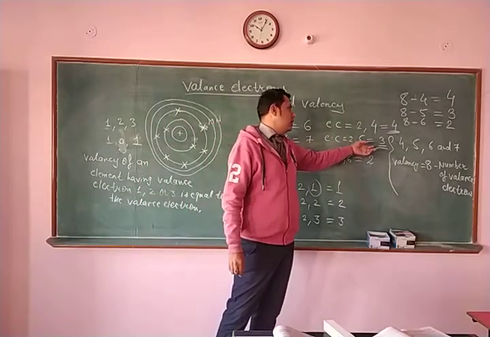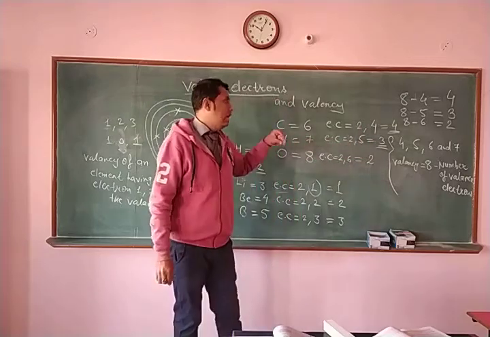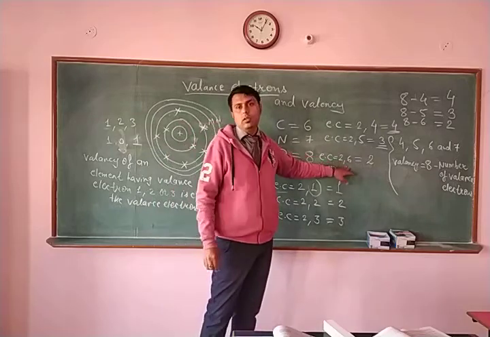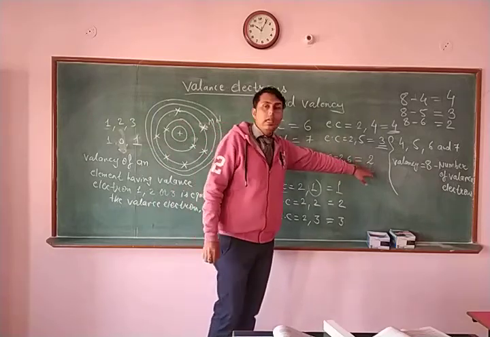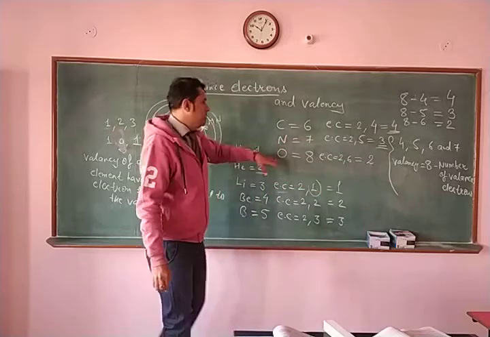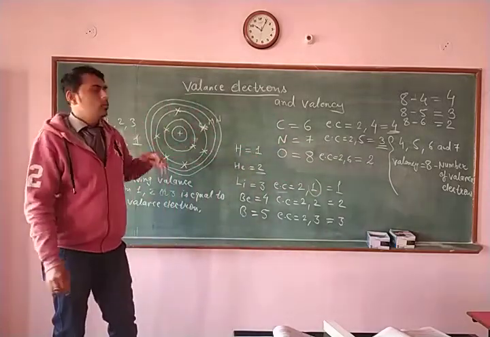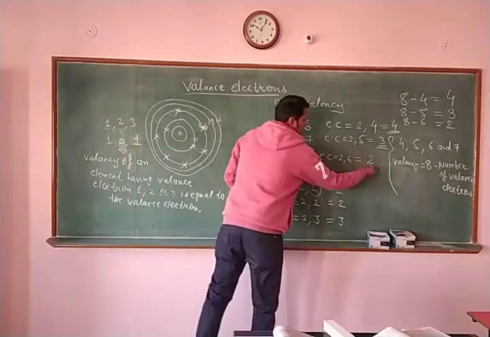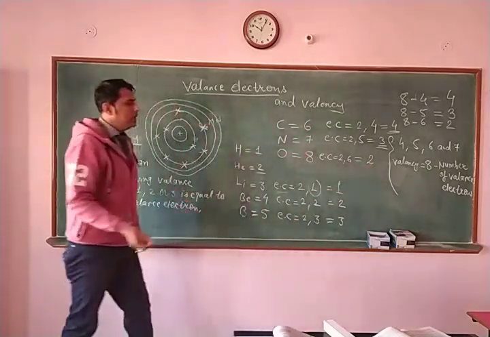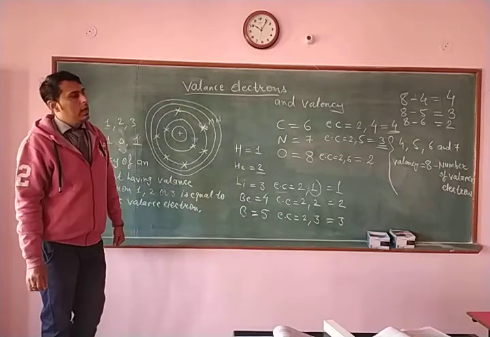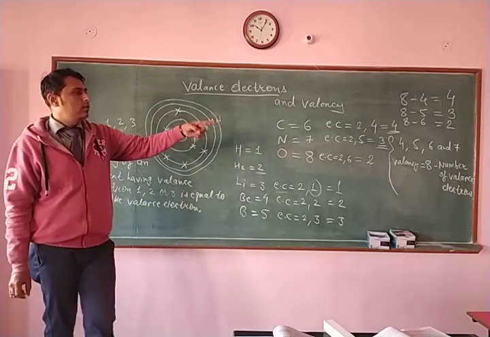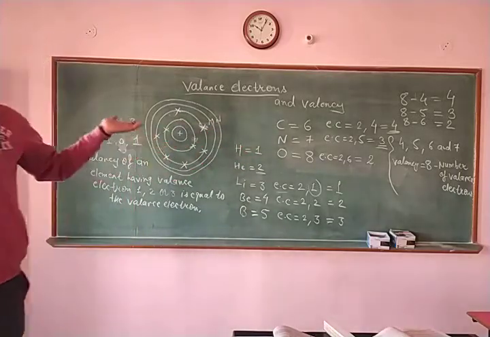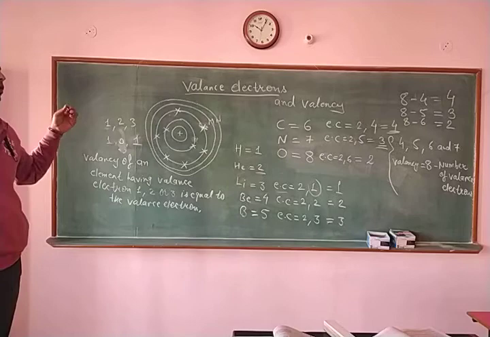Nitrogen also takes 3 electrons rather than losing 5 electrons. And for oxygen, losing 6 electrons is more difficult, so taking 2 electrons is easier. That's why oxygen takes 2 electrons and completes the octet. So for oxygen, only 2 electrons are needed to complete the octet, and the valency for oxygen will be 2. We have calculated this with the formula valency equals 8 minus the number of valence electrons. So this is the manner in which we can calculate the valency.